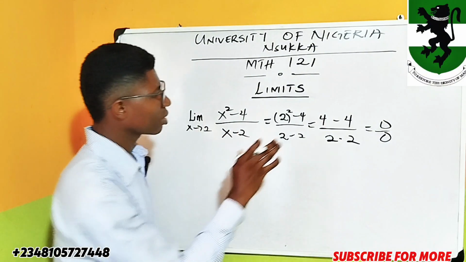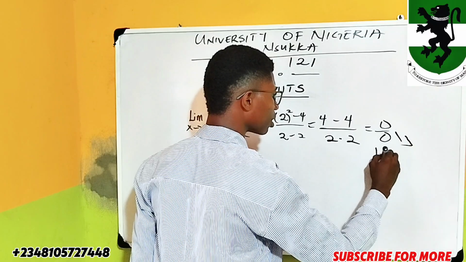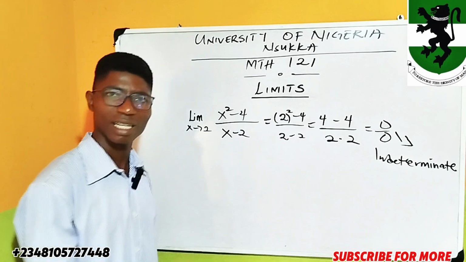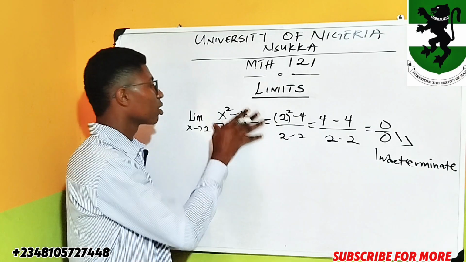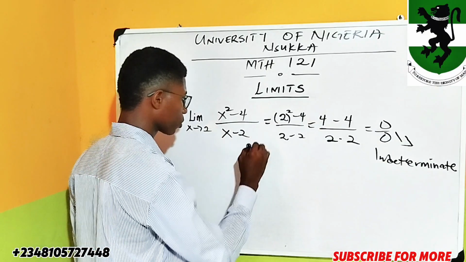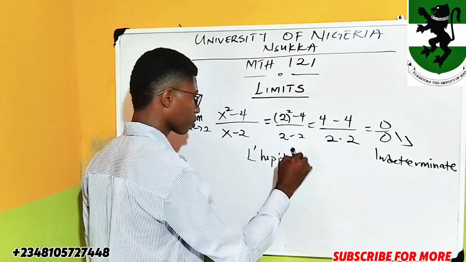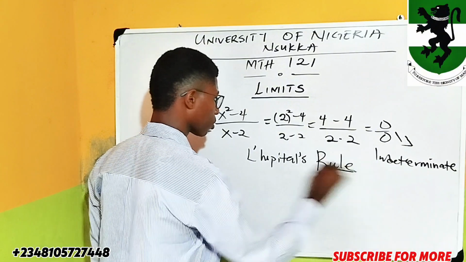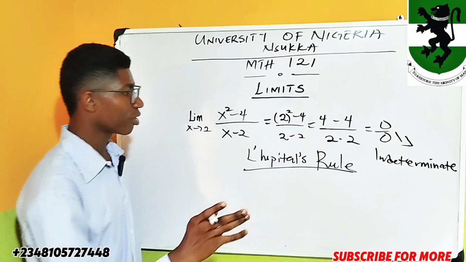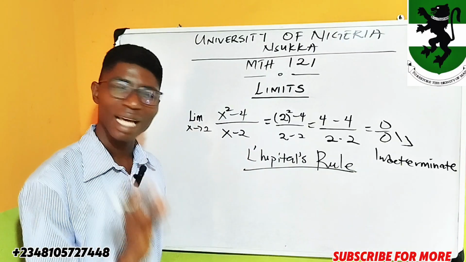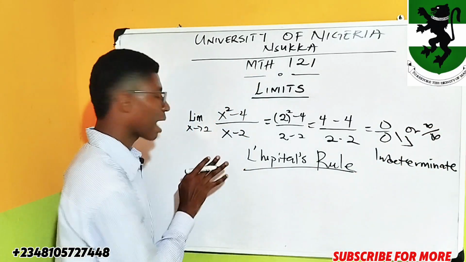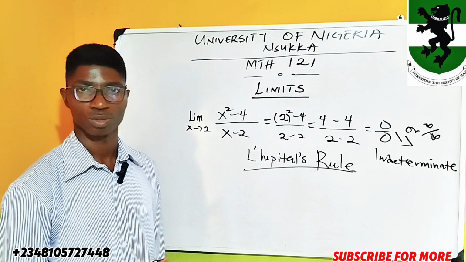Now, since our answer is indeterminate, we must devise another means of solving this question. We're going to apply the L'Hopital's rule. In other words, the L'Hopital's rule is used to solve the limit equation whenever you get an indeterminate answer, 0 over 0 or infinity over infinity, after applying direct substitution.